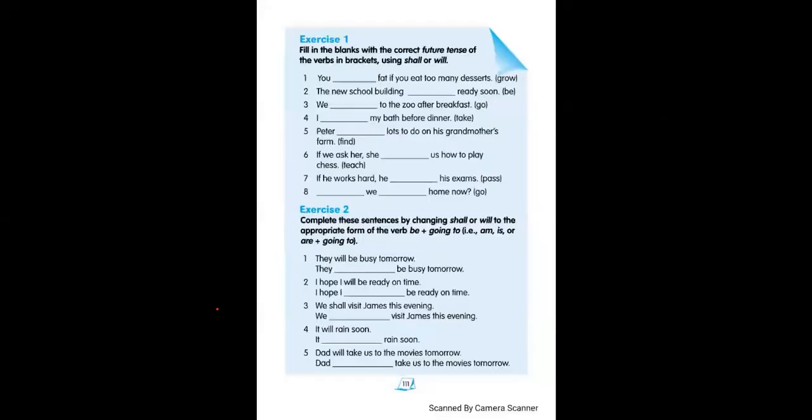This exercise we will do tomorrow, inshallah. Okay.